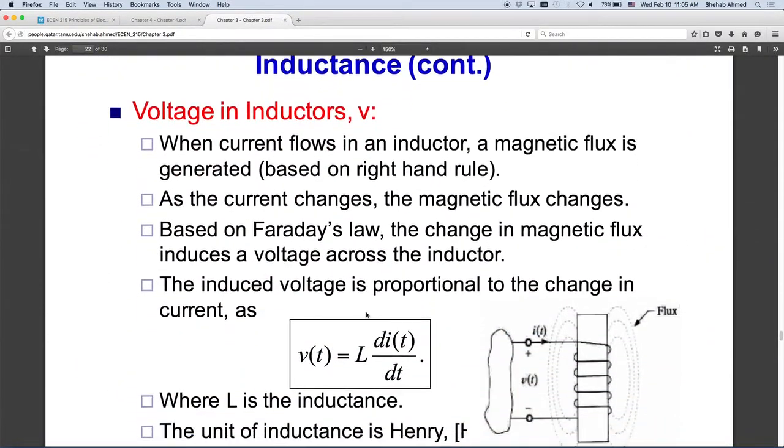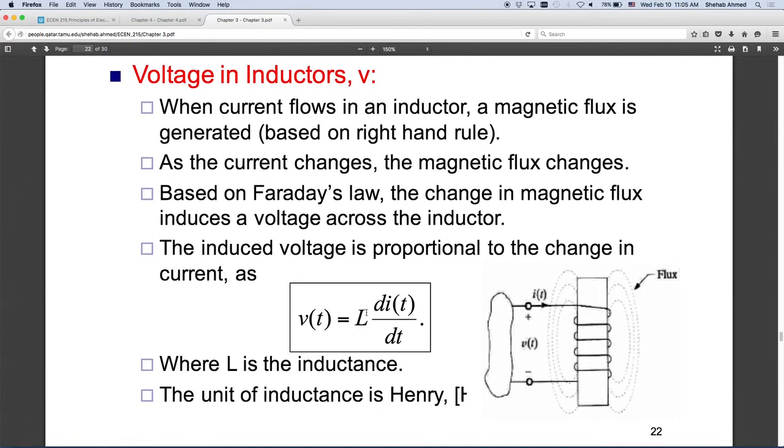So the same thing we did with the capacitance. We want to find the relationship between the voltage across the device and the current flowing through the device, and of course the energy stored in the device. That's really what we did with the capacitor before, and we will do the same thing with the inductor. So the voltage at the terminals of an inductor is defined by this equation. The voltage at the terminals of the inductor is equal to the inductance multiplied by the time varying current flowing through it.